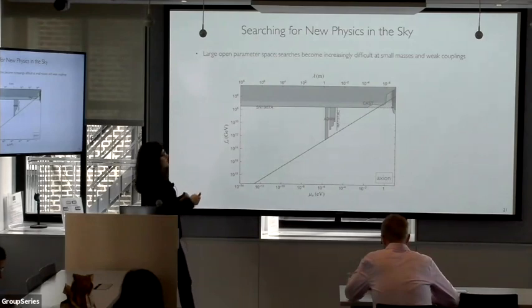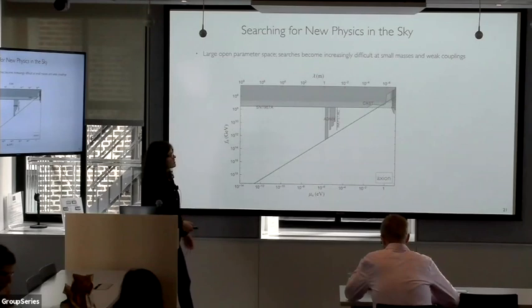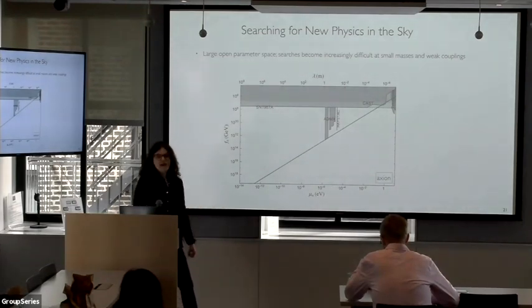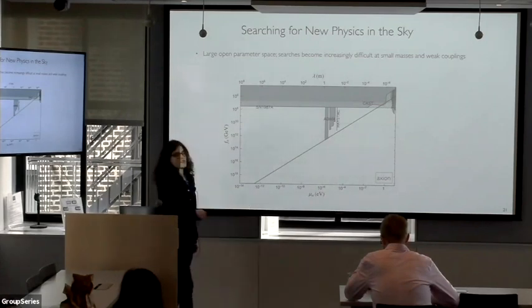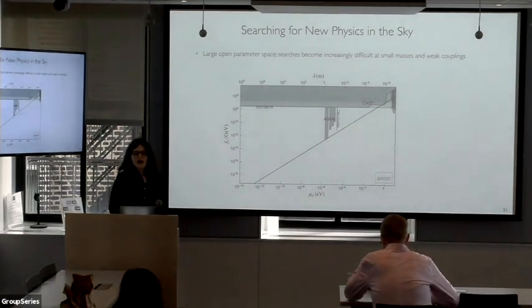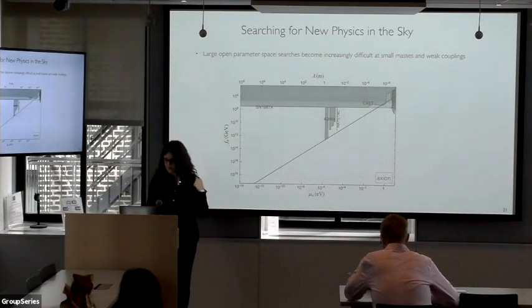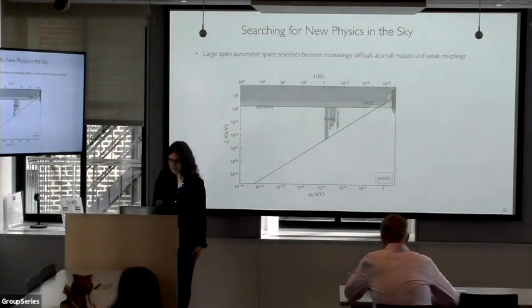So that's here. CAST is an experiment that looks at axions coming from the sun. There's telescope experiments looking for axions decaying to photons. And there's one experiment here that's looking for axion dark matter here on Earth. So there's still a lot of work to do. As you can tell, most of this parameter space is wide open.